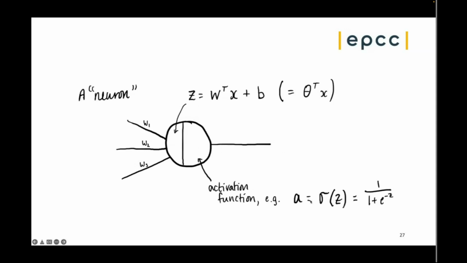And then to the value of z, we apply an activation function, which is often, but not exclusively, the logistic function that we just talked about for logistic regression. So it's the same function, 1 over 1 plus e to the minus z. And the value that you get out there is that output A.